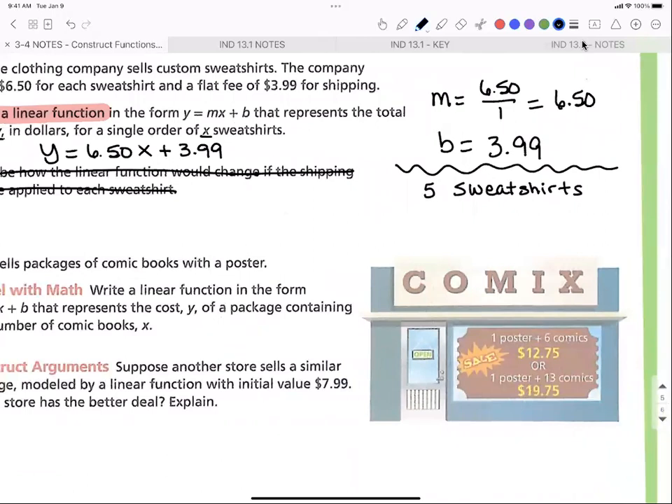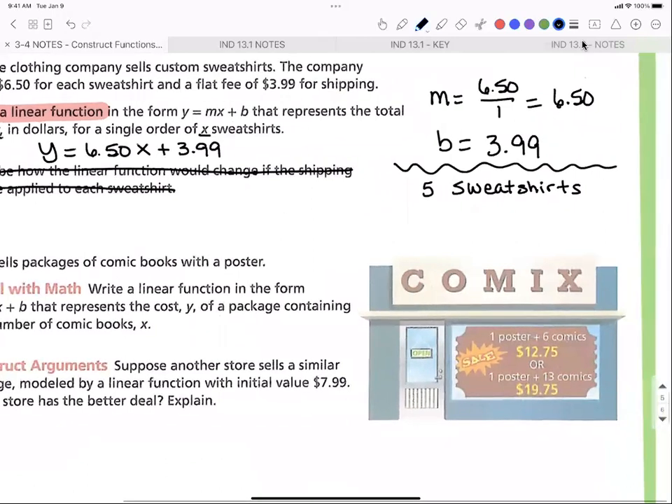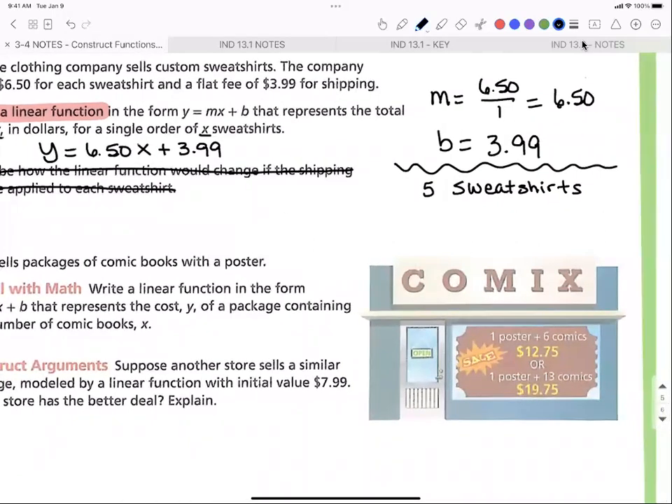Think of where you would plug that 5 in. Are you going to plug it in for the Y, or your total cost, or are you going to plug it in for the X, which stands for the number of sweatshirts you buy? Somebody tell me that. Yeah, plug it in for the X because it's the number of sweatshirts you're buying. Total cost is $6.50 times 5, because that's how many sweatshirts you're buying, plus your flat shipping rate that you're going to pay no matter what.